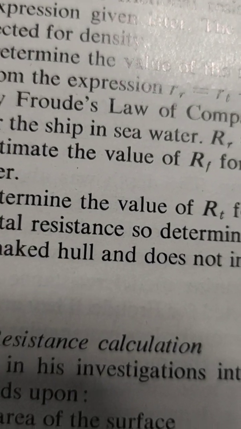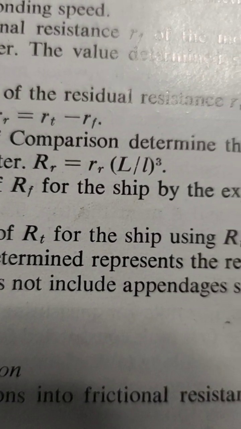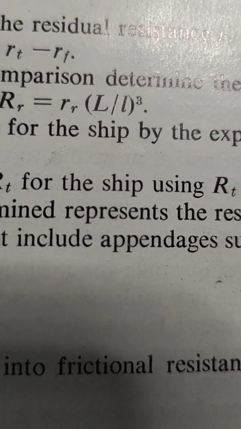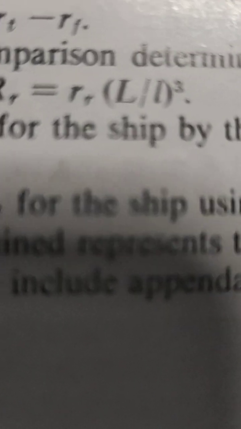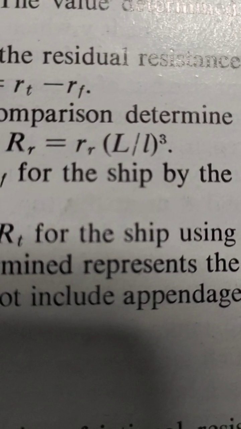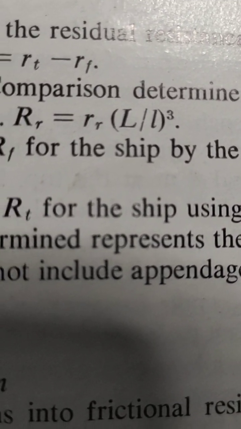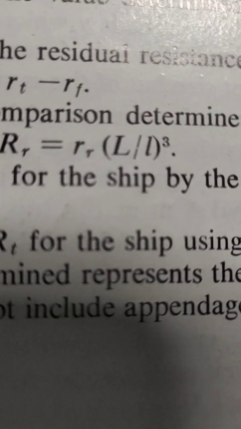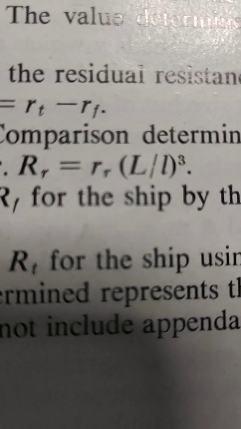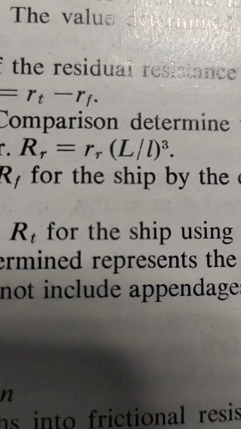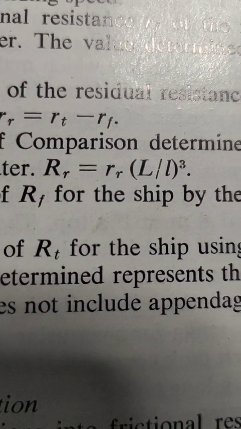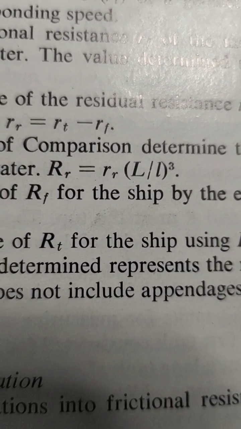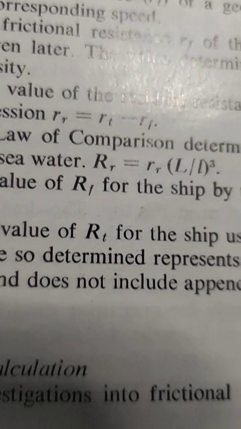And now we use Froude's law of comparison. There is a law which is written here that the resistance of the ship is equal to the resistance of the small model times the cubic power of the ratio of lengths of the ship against the length of the model. This is the formula that gives us the residual resistance of the main ship.